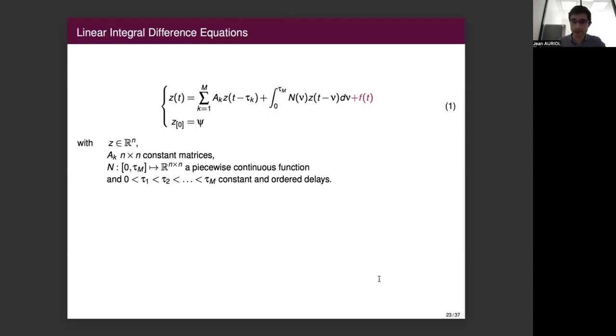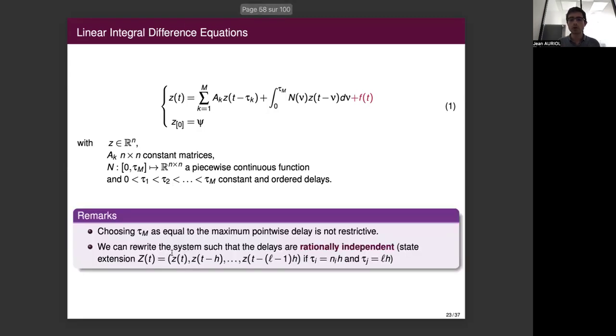So we decided, with Delphine Bresch-Pietri, to work on the design of a Lyapunov functional for a linear integral difference equation. Basically, for this equation, where you have a disturbance, an input term f of t, we wanted to establish explicit Lyapunov functionals. Here we will assume that the delays are ordered and some regularity assumptions. So we can assume that tau m is the largest delay, which is not restrictive. You just need to change n by a kind of extension of n. And we will assume that the delays are rationally independent, which is possible by performing a state extension, a change of coordinates.